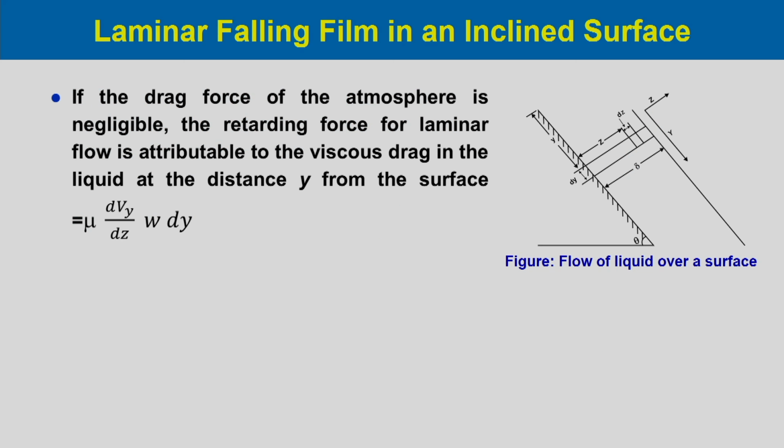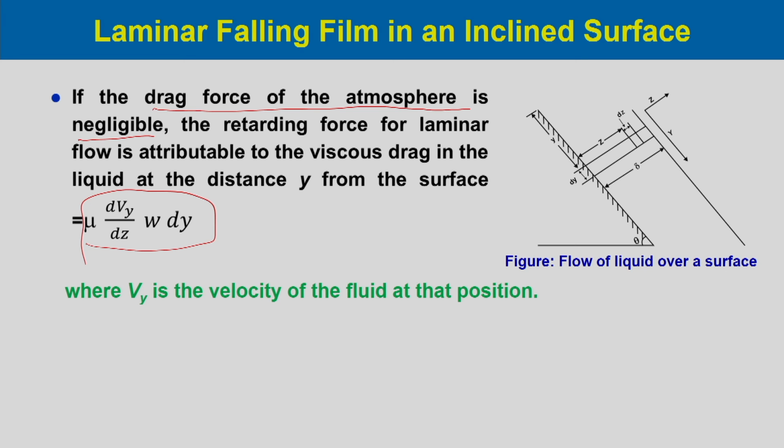Now, we assume that the drag force of the atmosphere is negligible. In that case, the retarding force for laminar flow is the viscous drag in the liquid at a distance y from the surface, which we can write as mu dVy/dz W dy. Vy is the velocity of the fluid at that position.